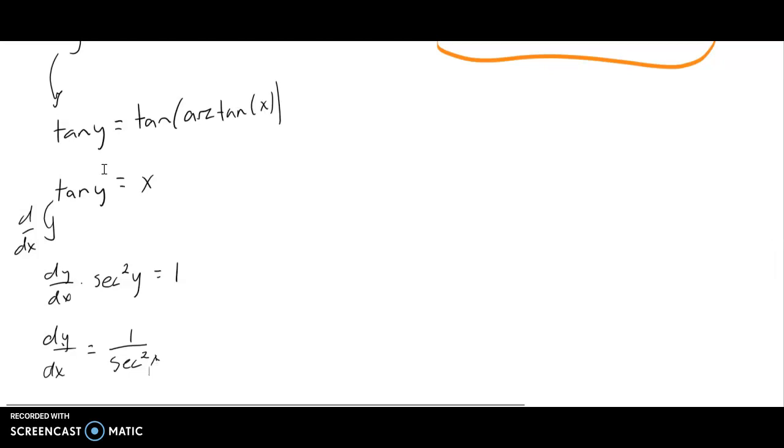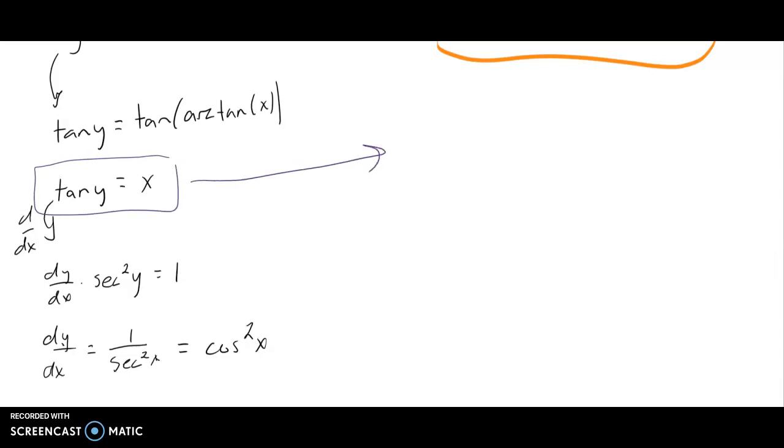Now, this is one for which it's good to switch it. So you should know that secant is 1 over cosine. Therefore, 1 over secant is going to give me cosine. 1 over secant squared, what we have right here, is going to give me just cosine squared of y. So we're going to do the same thing we did last time. I'm going to take this, turn it into a triangle, and use it to calculate what cosine squared would be.